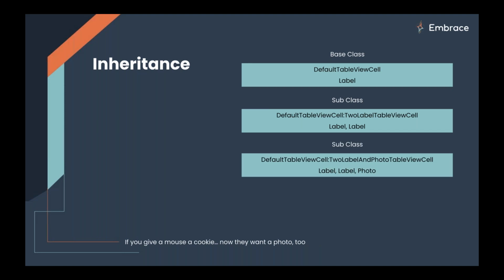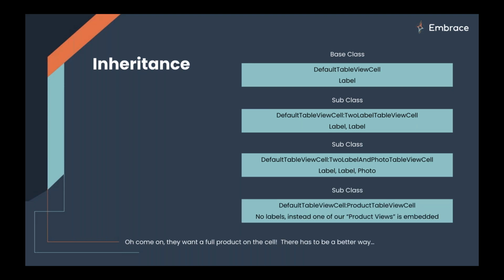Later, we may add one that has a photo on it as well. But again here, the two labels are drawn by the subclass above it, and the photo is added by this class. And then later on, we may need to add something like a product view with a description to the cell. Well, if we subclass it again, now we have a hierarchy that's 4 deep. And the problem with this is if we need to change anything in that hierarchy, we need to coordinate our checkouts with the rest of the team.